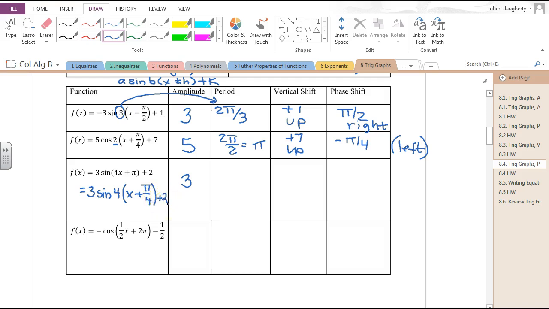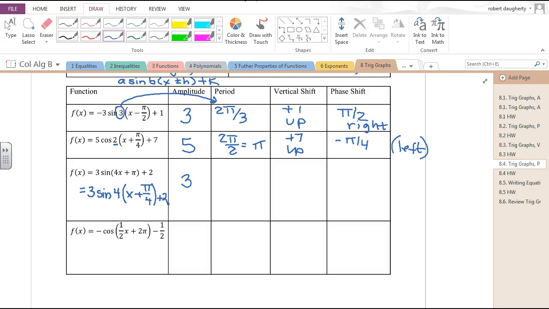Okay, so if you check your work, this is 4x, that's 4x. What's 4 times pi divided by 4? No, 4 times pi divided by 4 is pi, which is that, okay? So I had to factor out a 4 in order to get this in the form that I needed. So now it's in this form, a sine b x plus h plus k.